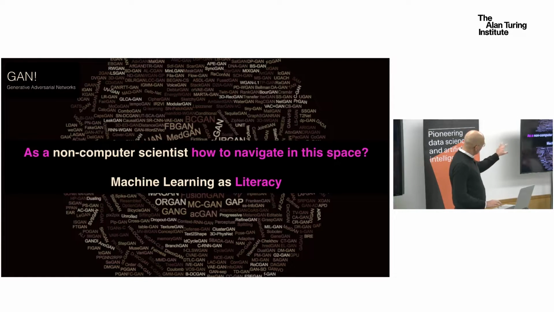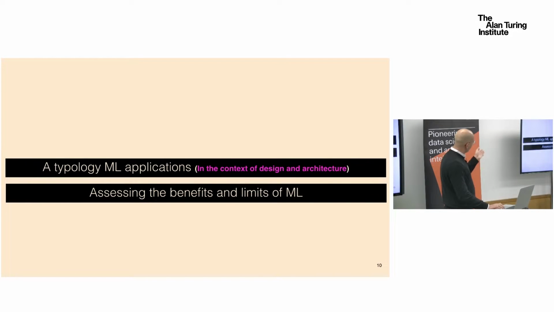So the theme that I want to talk about is literacy. And literacy means that don't think about machine learning as an expertise, but think about it as a way of reading and writing the world. And if everybody is able to read and write the world with data and machine learning, then masterpieces will come at the next level. It doesn't mean that by reading and writing you are a good author, but mastership will come at the next level. So from here, I will show you quickly a typology of applications in the context of design and architecture, and then I will try to show limits and benefits of this machine learning.